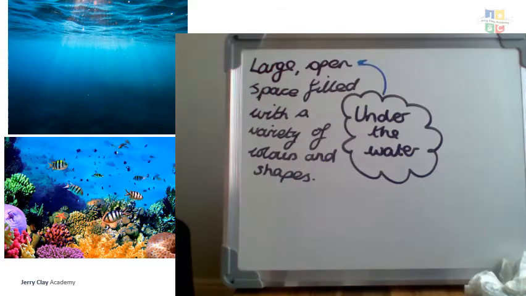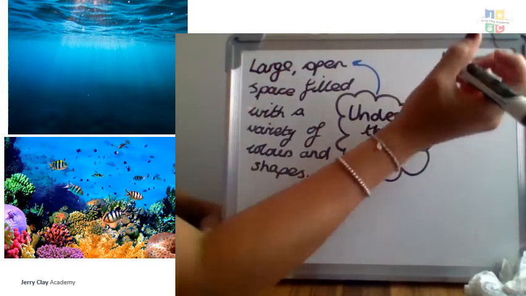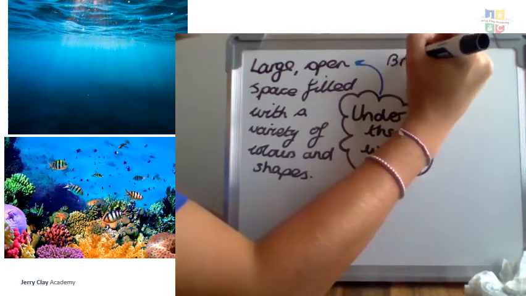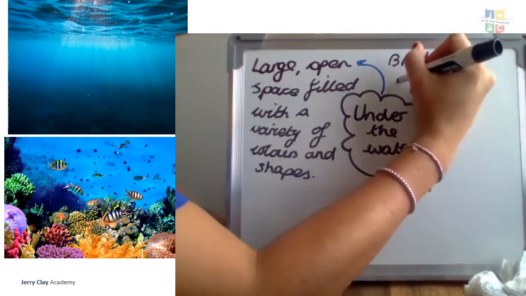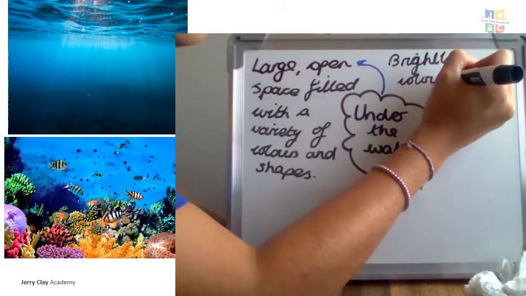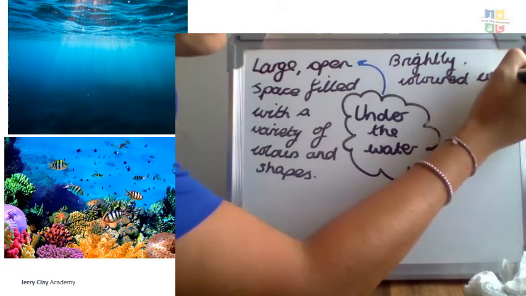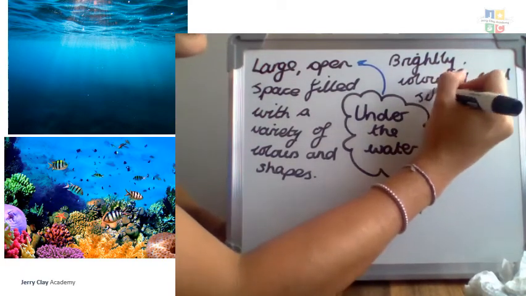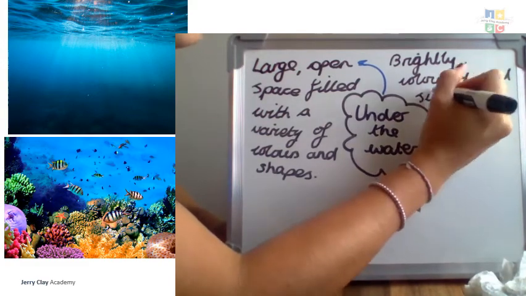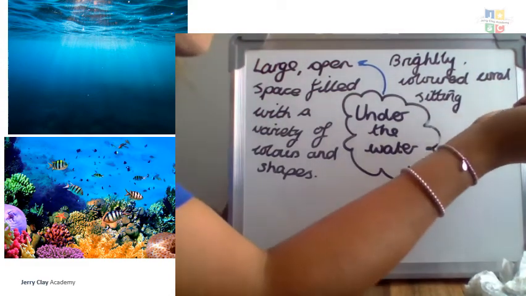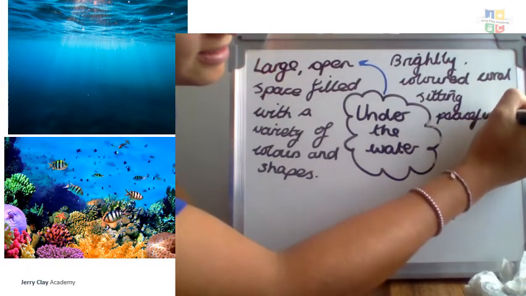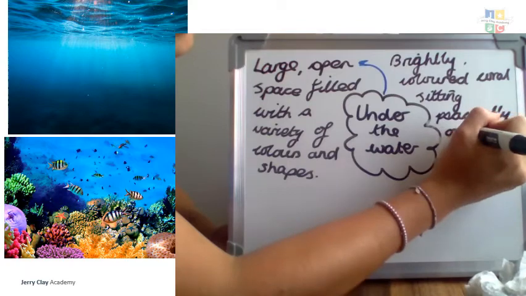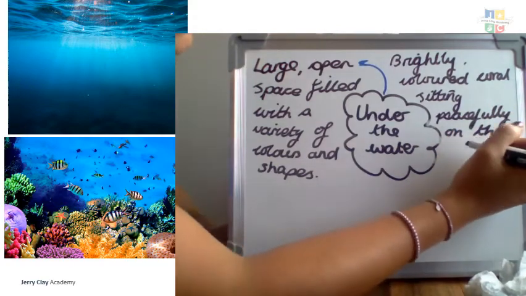It could be that you now describe something to do with the coral, so we could say brightly coloured coral, and we can say where it is. We could say how it's sitting. Well, it's not moving, it's not being bothered, so it can be sitting peacefully on the seafloor.